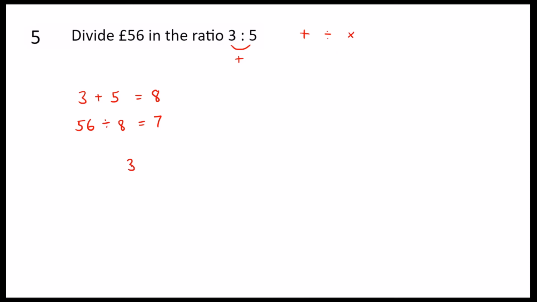So I'm going to take my ratio 3 to 5 and I want to times both parts of that by this 7 that I got as my answer. That means 3 lots of 7 is 21, meaning the first person is going to get £21, and 5 times by 7 is 35. That means the second person is going to get £35.